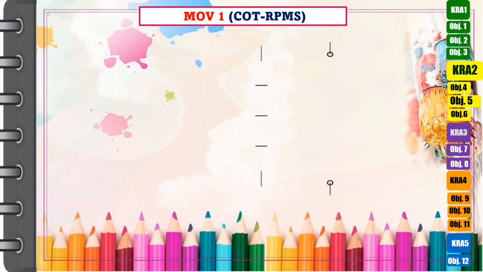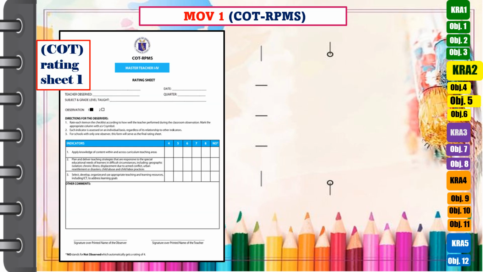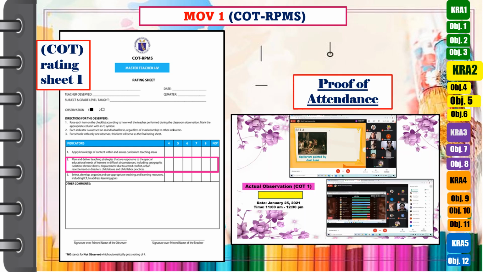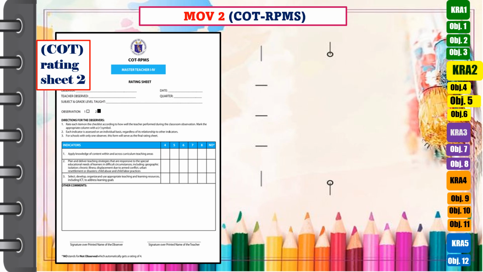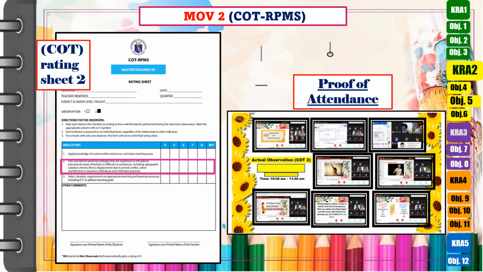MOV1, insert here your COT rating sheet 1, then just highlight Objective 2. And then on the other side, indicate there the proof of attendance of your colleague. So what I put here are screenshots of my colleague's first observation. For MOV2, insert here your COT rating sheet 2, then just highlight Objective 2. And then on the other side, put there the proof of attendance of your colleague. So here, I put a screenshot of my colleague during her second observation.